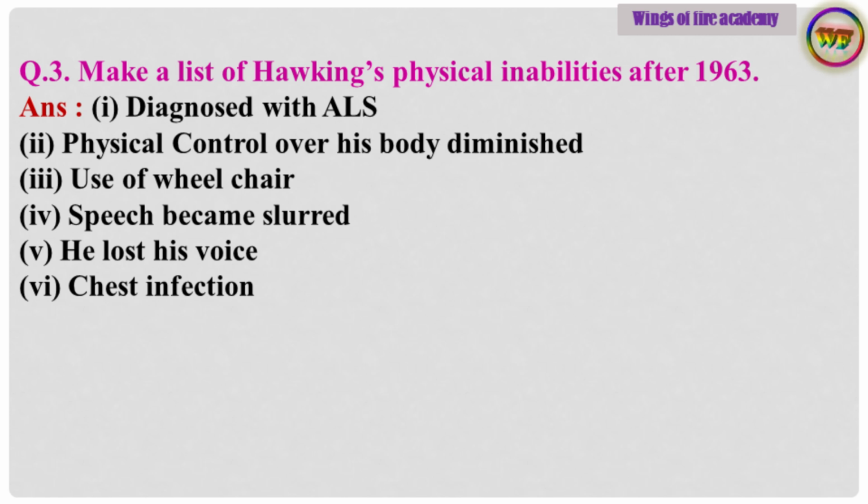Question 3. Make a list of Hawking's physical inabilities after 1963. Answer. Point 1. Diagnosed with ALS. Point 2. Physical control over his body diminished. Point 3. Use of wheelchair. Point 4. Speech became slurred. Point 5. He lost his voice. Point 6. Chest infection.